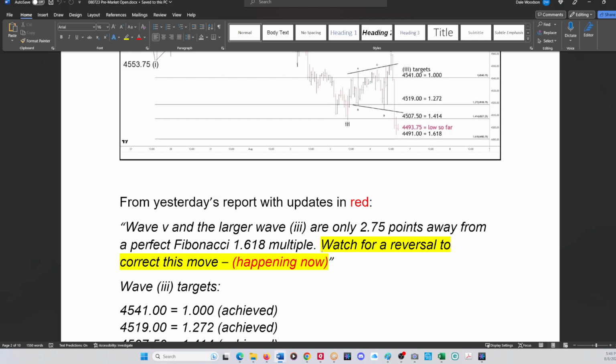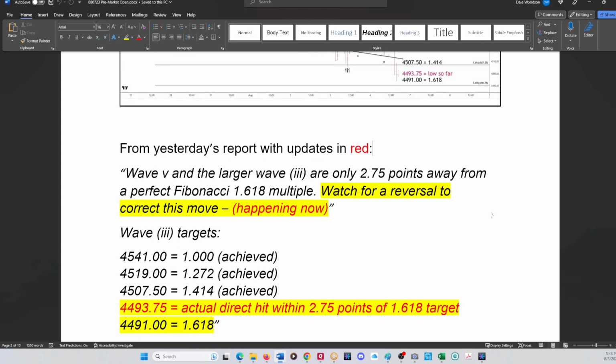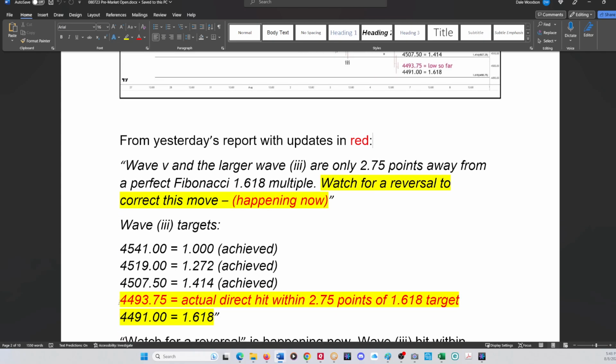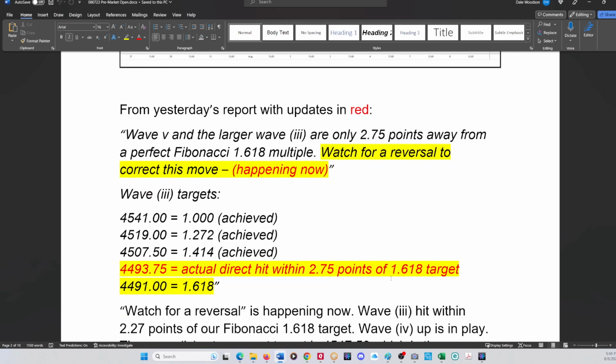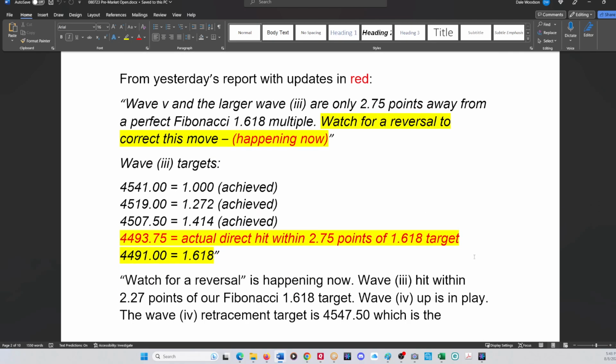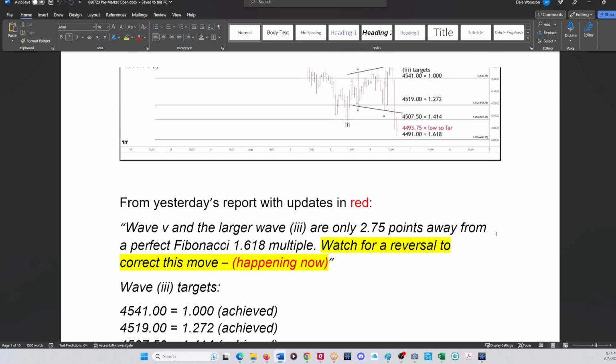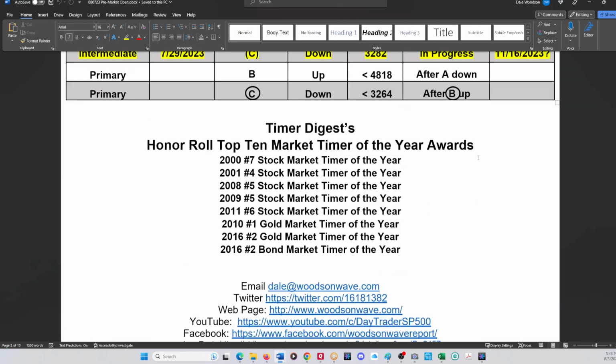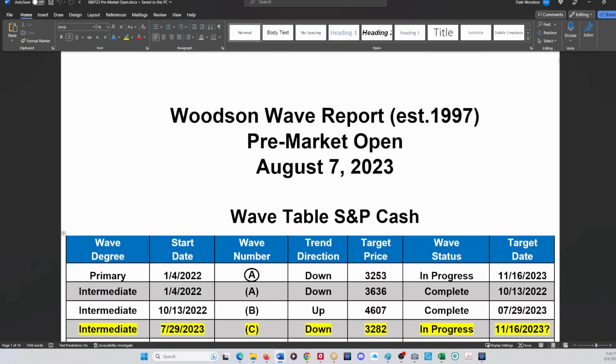Okay, we said look for reversal and put on here it's happening now. And there were our targets. There was the 44.93, close to the 1.618 for wave 3. The reversal is happening now. Wave 4 up is in play. Okay, we have our wave 4 target there. So that was on the 7th.